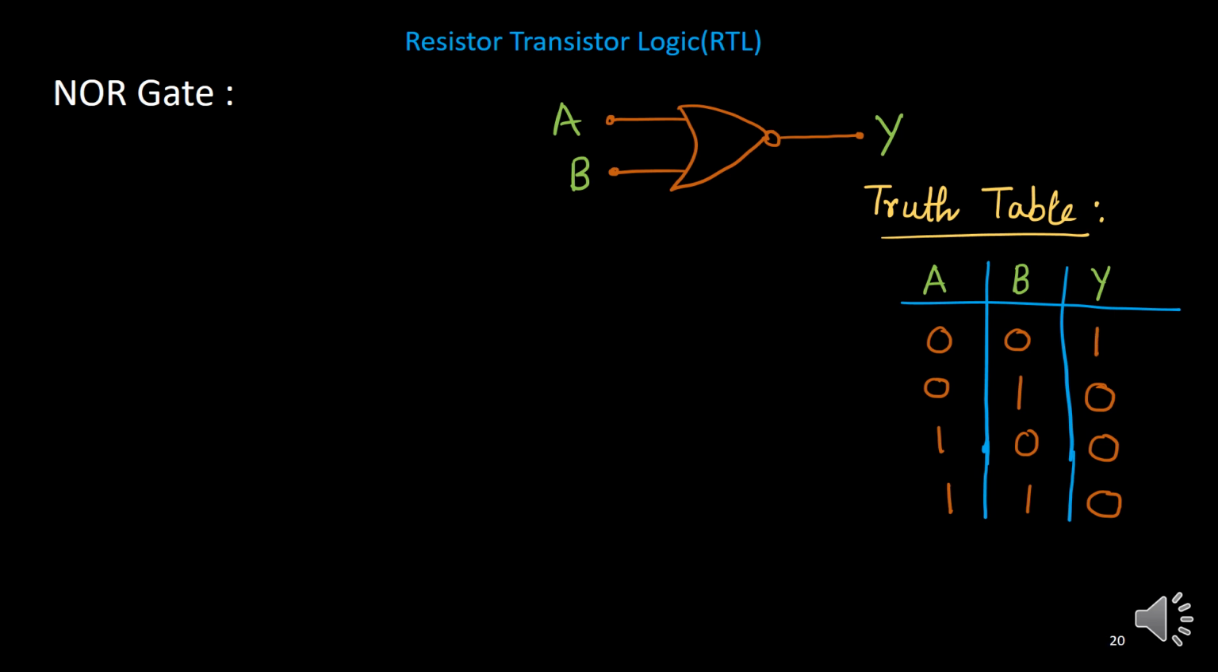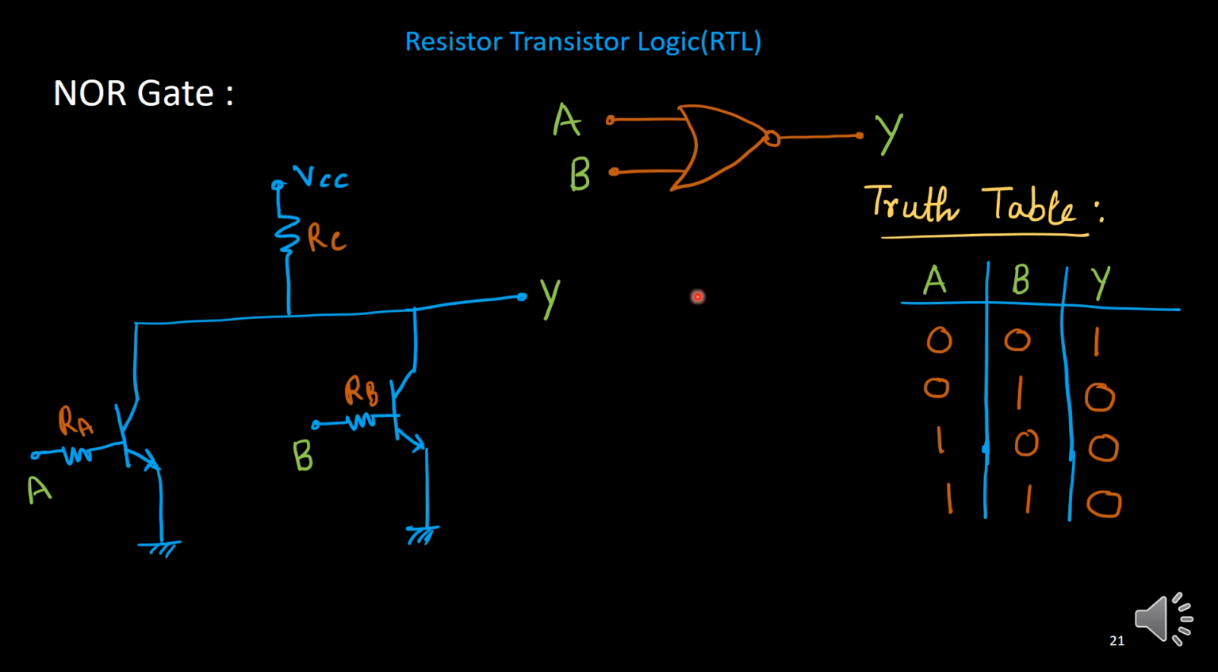So it is the opposite of the OR gate. In an OR gate, if any of these two inputs is logically 1, output is 1. This is the OR. And NOR is just the opposite. If any of these two or both of these two are 1, then output is 0. Right. So this is very important. Now, how to design this kind of NOR gate?